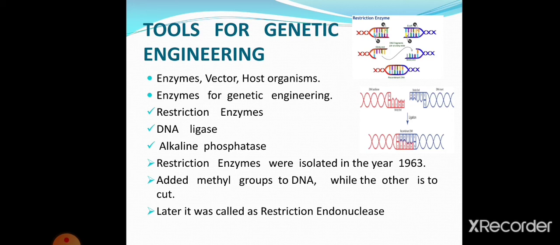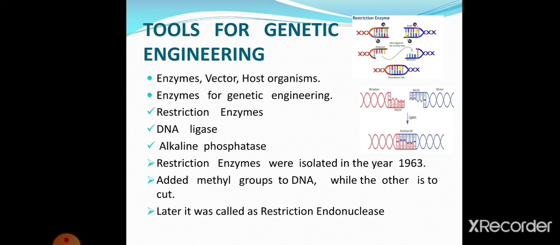The most important enzymes required for genetic engineering are restriction enzymes, DNA ligase, and alkaline phosphatase. Now let us discuss restriction enzymes. These enzymes are responsible for restricting the growth of bacteriophage. Do you remember what is bacteriophage? Virus infecting bacteria. Enzymes restricting the growth of bacteriophage in Escherichia coli were isolated in the year 1963.